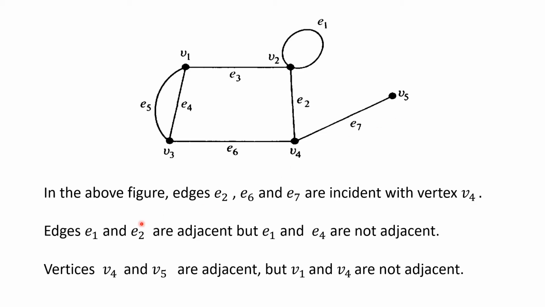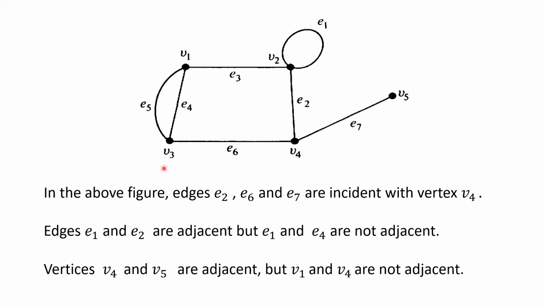Now, edges E1, E2 are adjacent. See here, E1 and E2 are adjacent because they have a common vertex. But the edge E1 and edge E4 are not adjacent, because edge E4 has end vertices V1 and V3, and E1 has end vertices V2, V2 itself. So no common vertex. So E1 and E4 are not adjacent.